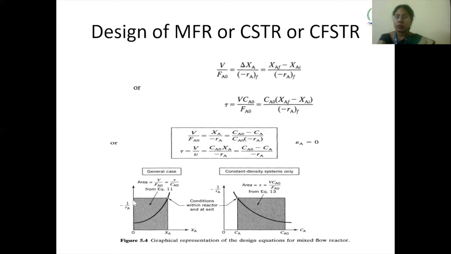Just like the previous ones, the inverse of rate is plotted versus concentration and conversion. Now, special notice has to be given to the MFR, otherwise known as CSTR, in that the area above and below the curve has to be taken, whereas it's not so for a plug flow reactor or batch reactor. So when rate is plotted against conversion, the area above and below will give V by Fa naught is equal to tau by Ca naught. Plotted against concentration, it gives tau is equal to V Ca naught by Fa naught.